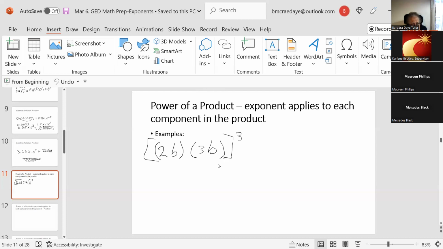No, Maureen. 3B to the third power, not 2 power. Oh, 3. Oh, 27. So what's the final answer? 6b to the 216 power.